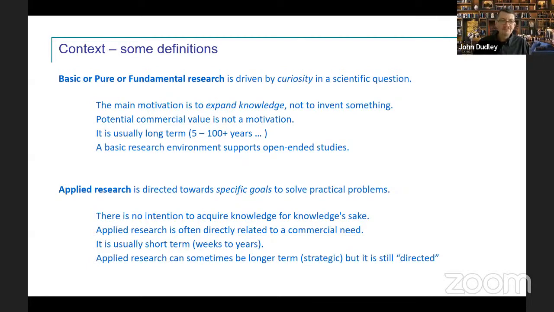Okay. In contrast, applied research is usually understood as directed towards specific goals, to solve sometimes very well-defined and practical problems. There's no real intention just to increase knowledge. There's often a connection with a business or an industry need. It's usually short-term, a few weeks to solve a specific problem, maybe a few years to develop a prototype. And it can sometimes be longer term, but it's still usually directed towards a very specific objective. So this just sets the vocabulary. But right through the history of science, the point of this talk is to show that actually there's a two-way interaction between these two things that many people just don't realize.